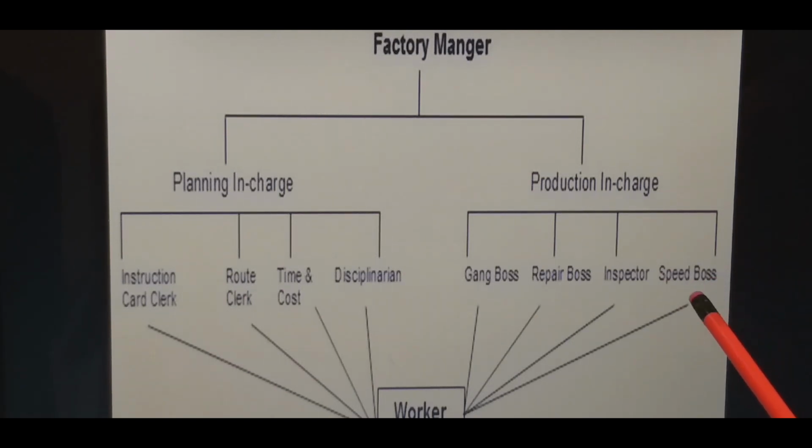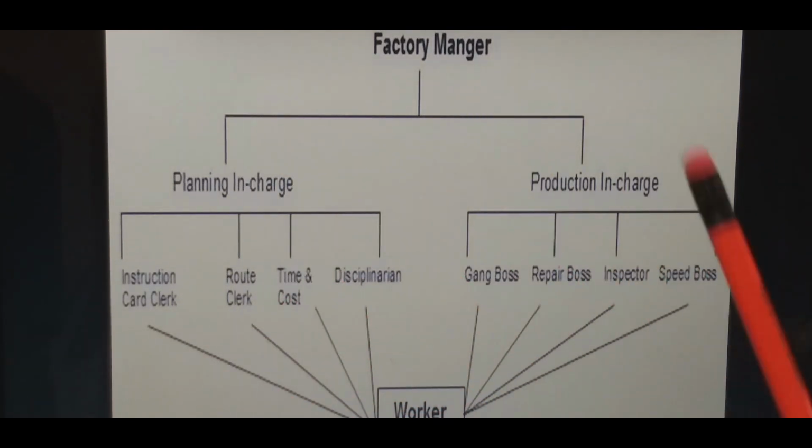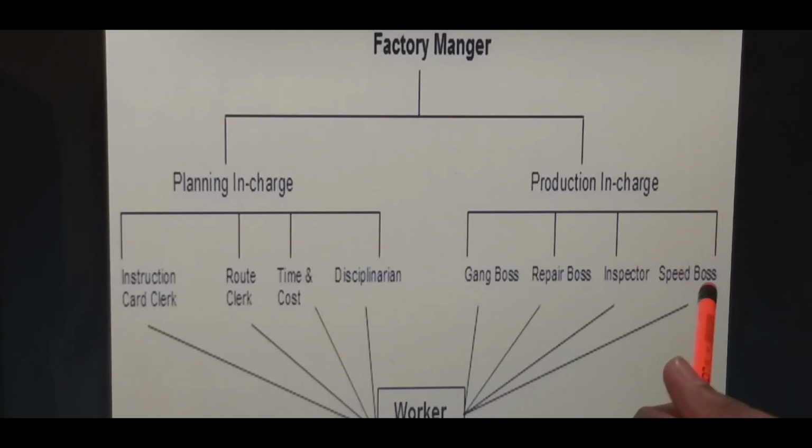Last one is speed boss. As the name itself suggests, he has to ensure that the work is completed on time. Based on the time and cost clerk, the time which he sets and the cost at which the work should be completed, speed boss has to ensure that the work is completed on time and within the cost.